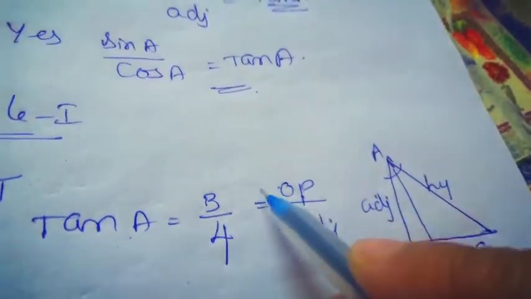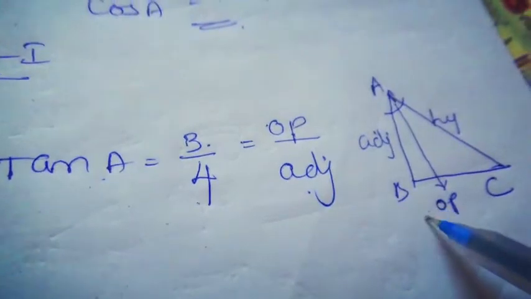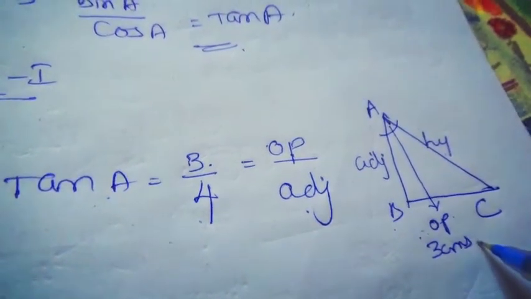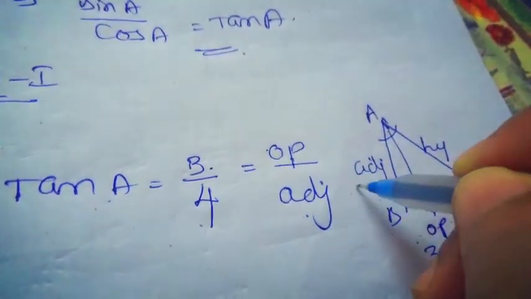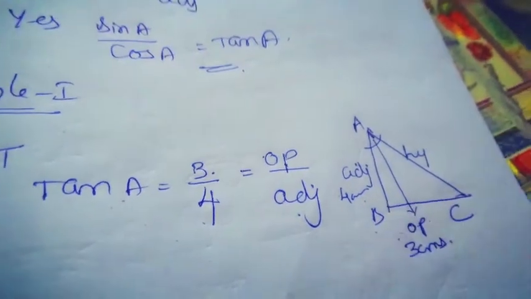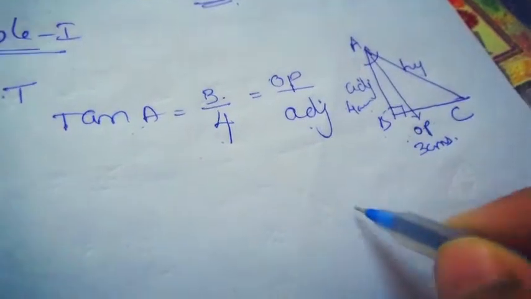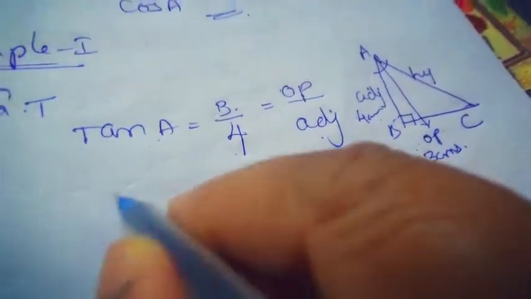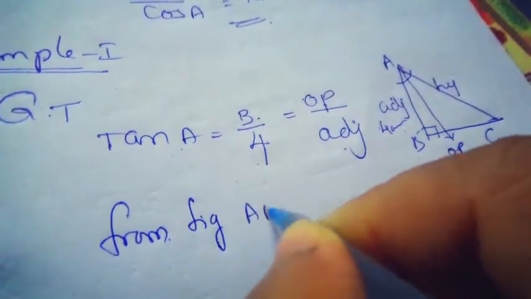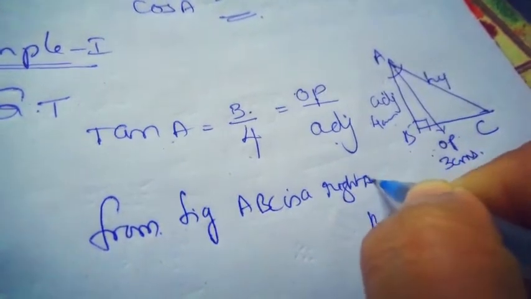What is the opposite side? It was given, that is 3. The adjacent side is 4. So BC is the opposite side, that is 3 centimeters, and AB is the adjacent side, that is 4 centimeters. The hypotenuse we have to find out. It is a right angle triangle, hence by Pythagoras, from the figure ABC is a right angle triangle.